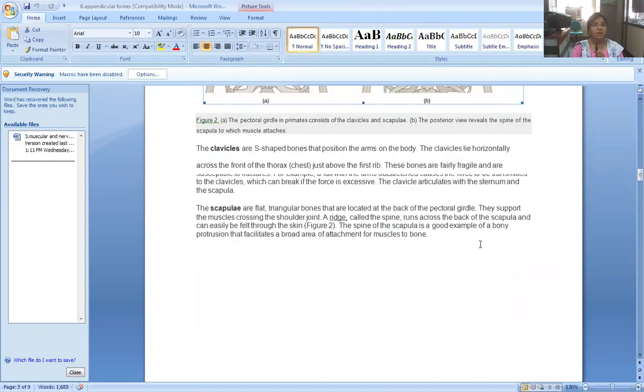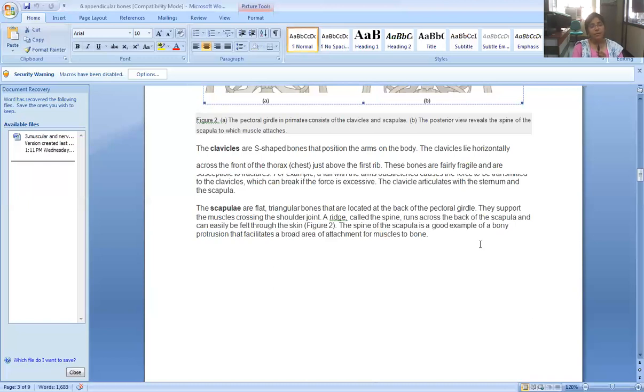The clavicles are S-shaped bones that position the arms on the body. The clavicles lie horizontally across the front of the thorax, the chest, just above the first rib. These bones are fairly fragile, and the clavicle can break if the force is excessive. The clavicle articulates with the sternum and the scapula.